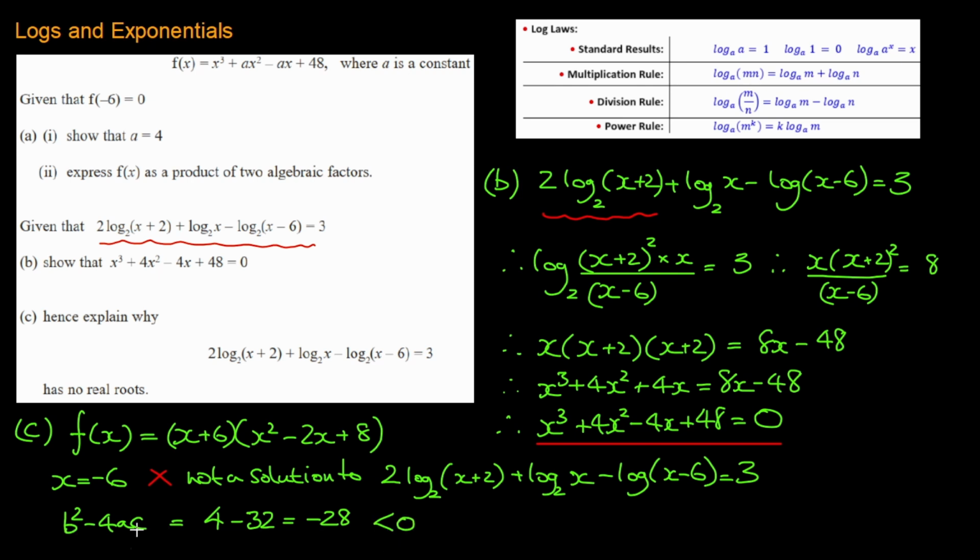And as in the quadratic formula, we have to take the square root of b squared minus 4ac. We can't take the square root of a negative number, or any number which is less than 0. So it means there are no real solutions from the quadratic part of the equation. So my conclusion is that, therefore, our friend up here has no real roots. And that's your answer.